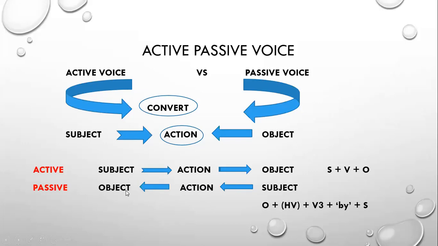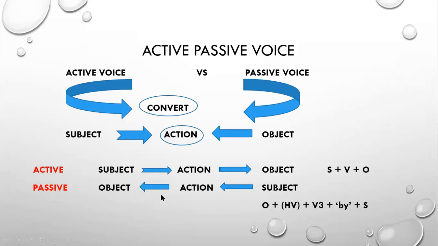Your subject becomes object and object becomes subject, and the sentence structure becomes: first we write the object, then we put the appropriate helping verb, and then we convert the main verb into the third form. Then the preposition by is added, followed by the subject, so the subject goes to the end of the sentence. So why do we use passive voice?